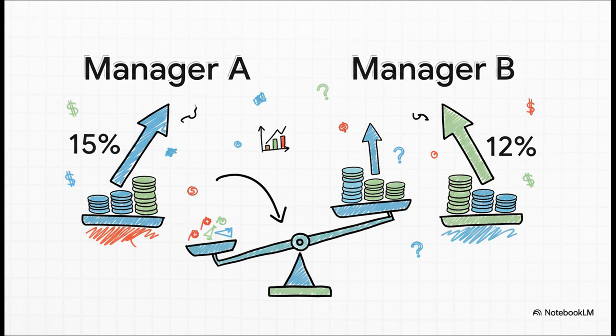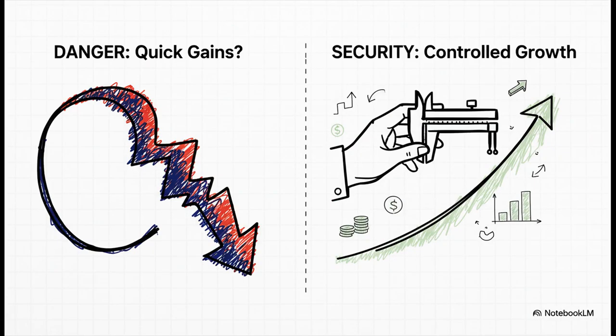Okay, let me start by asking you a question. Picture this. You're a client, you've got millions of dollars on the line. Manager A gets you a 15% return. Manager B, 12%. Now, on the surface, this seems like a no-brainer, right? Of course you hire Manager A. But what if I told you that simple, almost obvious answer could be a disastrous mistake?